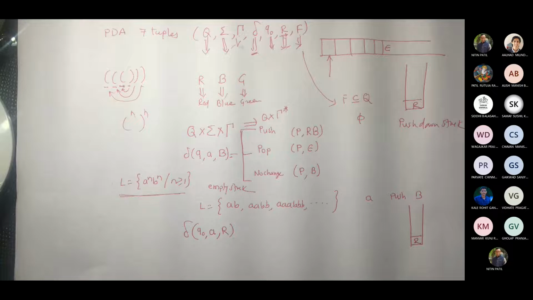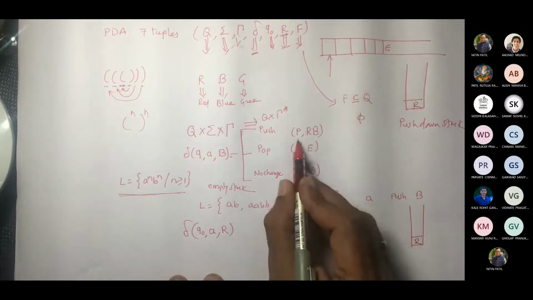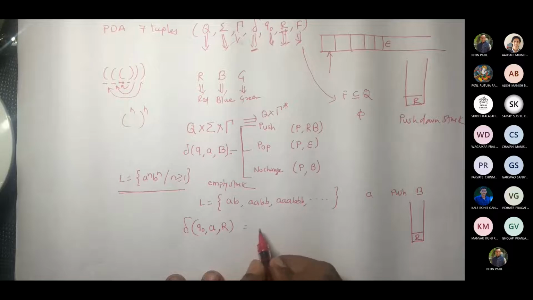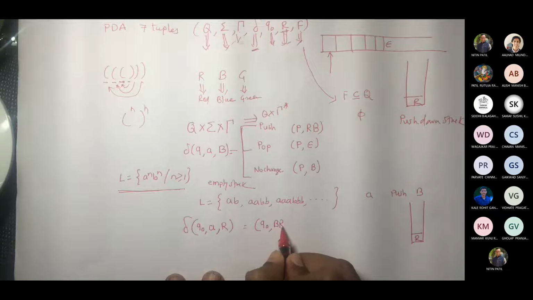So delta Q0 A R. Now, whenever we talk about this Q0 A R, as we decided, we are going to push an element, which is B. So how will we write that? I'm not going to make any change in the state, so I will keep that state as it is, and I will write BR.